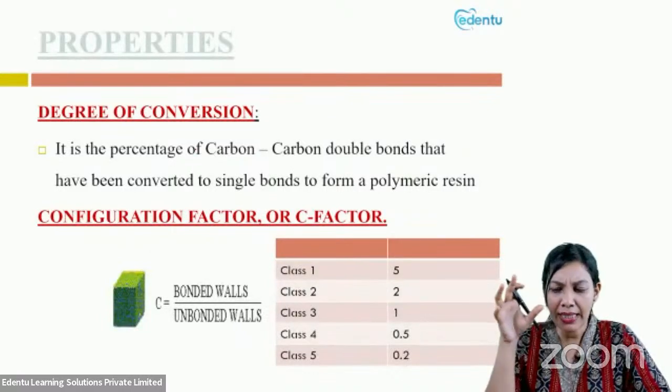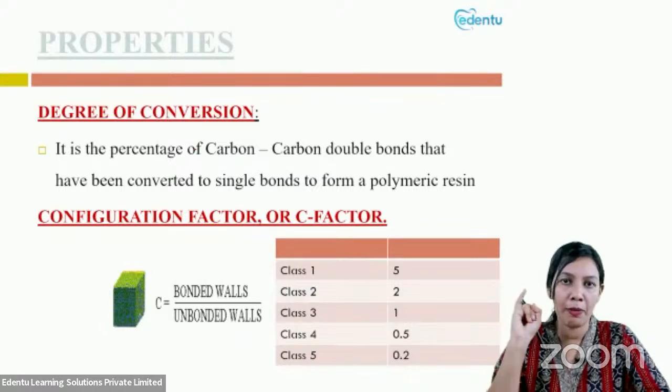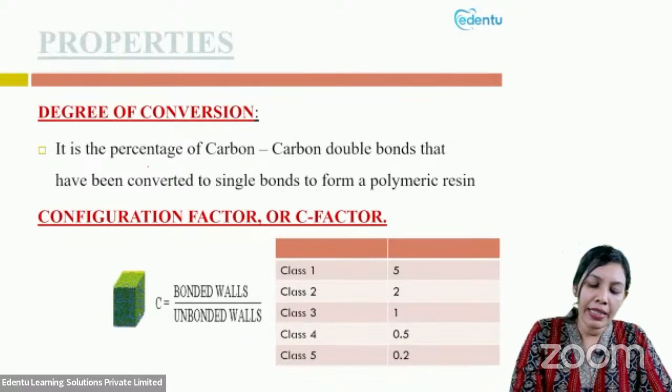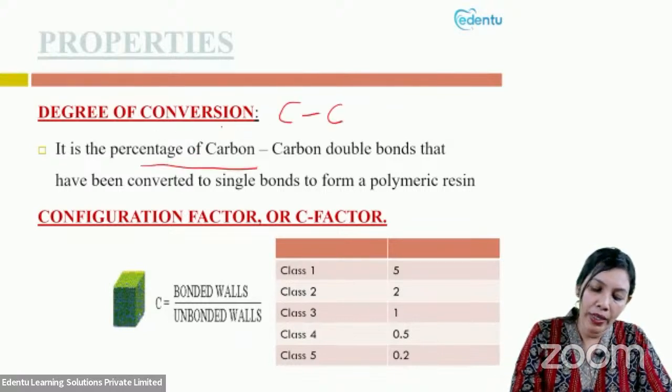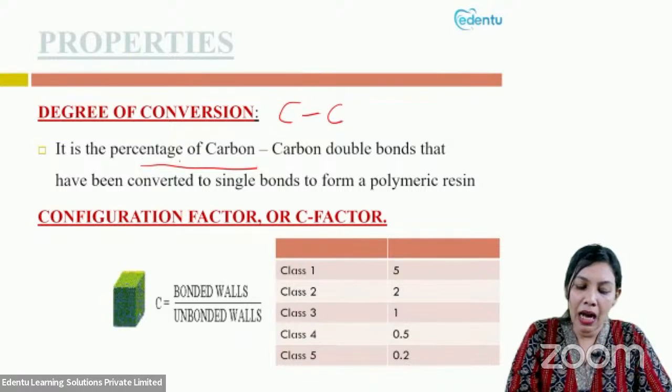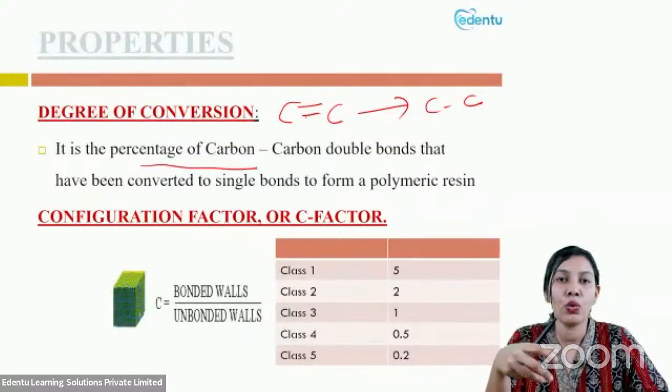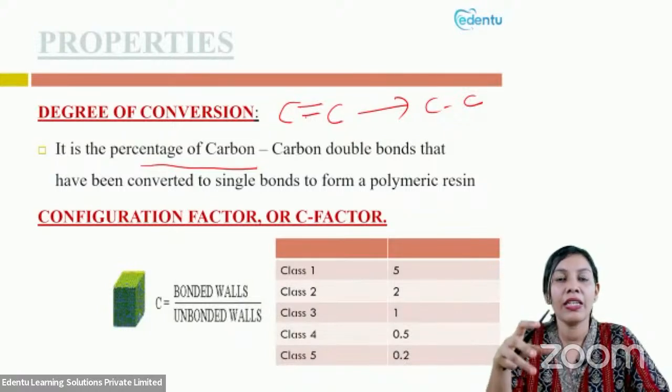Another important property that you need to know. First of all, I told you about polymerization shrinkage. Second important property is degree of conversion. It is the percentage of carbon-carbon double bonds that have been converted to carbon single bonds. Whenever we apply the source of power, there is conversion of the double bond to a single bond. So that is called the degree of conversion, right?